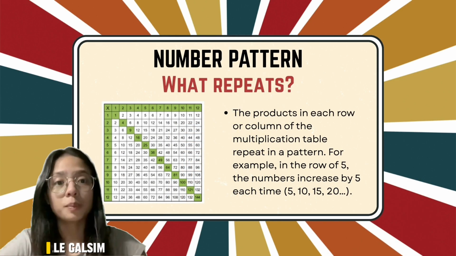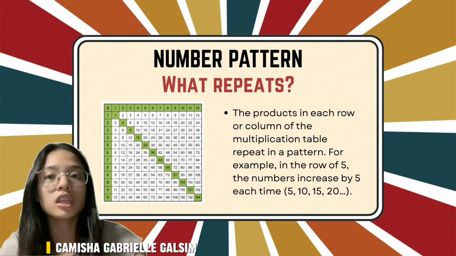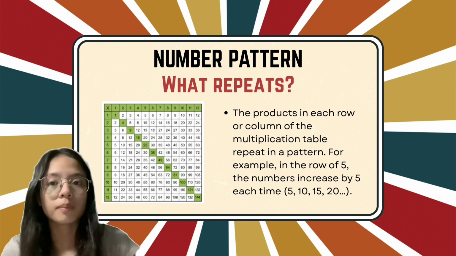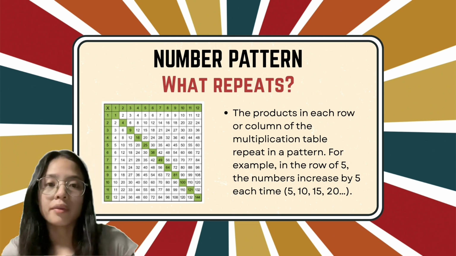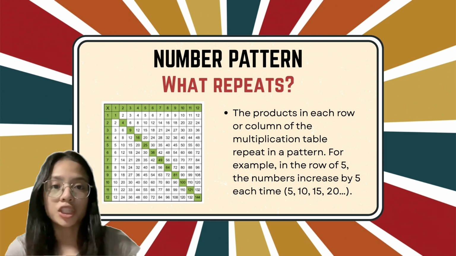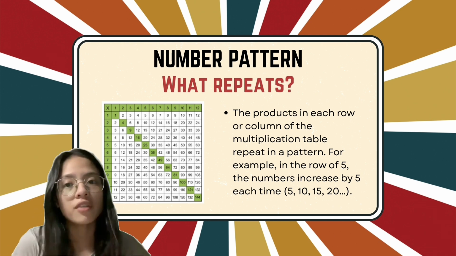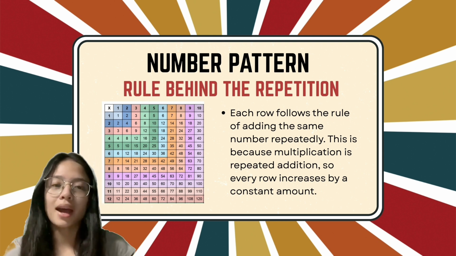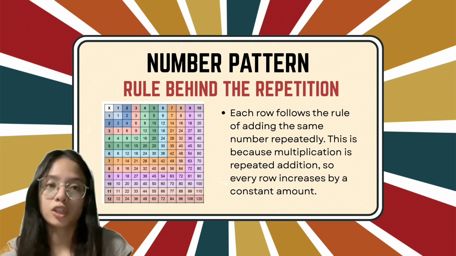What repeats in multiplication table? The products in each row or column of the multiplication table repeat in the pattern. For example, in the row of 5, the numbers increase by 5 each time, like 5, 10, 15, 20, and so on.